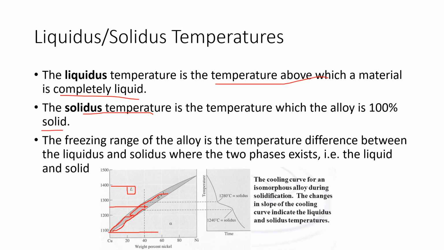The cooling curve for an isomorphous alloy during solidification is shown. The changes in slope of the cooling curve indicate the liquidus and solidus temperatures. This is the cooling curve. This is one sample temperature, which is 1280 degrees centigrade, or solidus temperature at this point. When this is further cooled down, the temperature decreases to 1240 degrees centigrade. Over here we can get the solidus temperature at 40% weight of nickel. Later on we will study in detail how to find the composition of two alloying elements when they are added with each other at different temperatures and pressures.